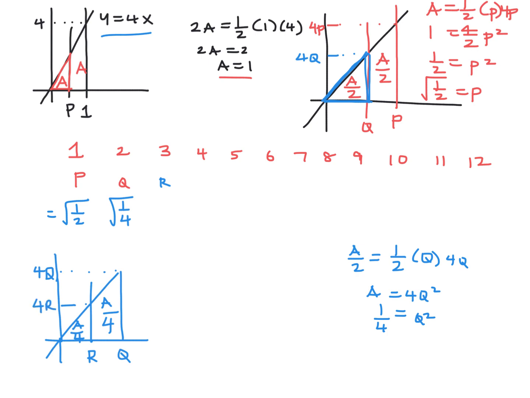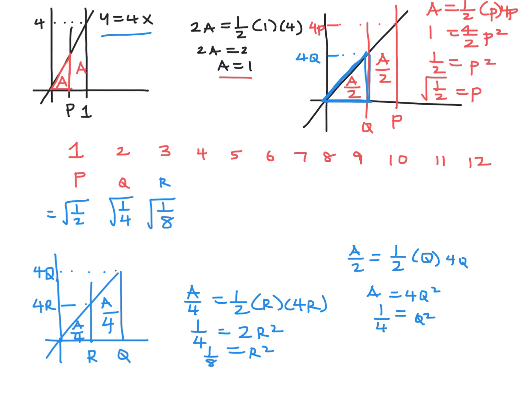So, again, a over 4 would be 1/2 base times height would be r times r over 4r, I should say. Yeah, 4r. And then 1 over 4 is 2r squared. So r squared would be 1 over 8. And then r would be the square root of 1 over 8. Okay, got it. So I got the pattern. I'm pretty confident this is going to be 1 over 16 square root.